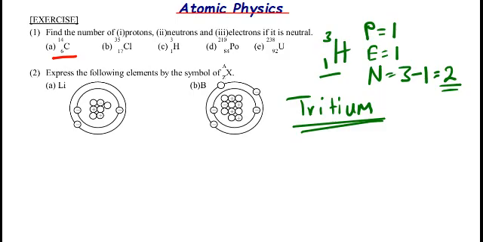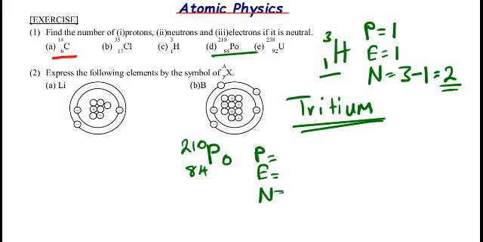Now we have this atom, which is Po, where we have 210 there, which is the mass number, and then you have 84 there, which is the atomic number. So you say protons, electrons, and neutrons, like that. Now the number of protons is the atomic number, so we have 84.